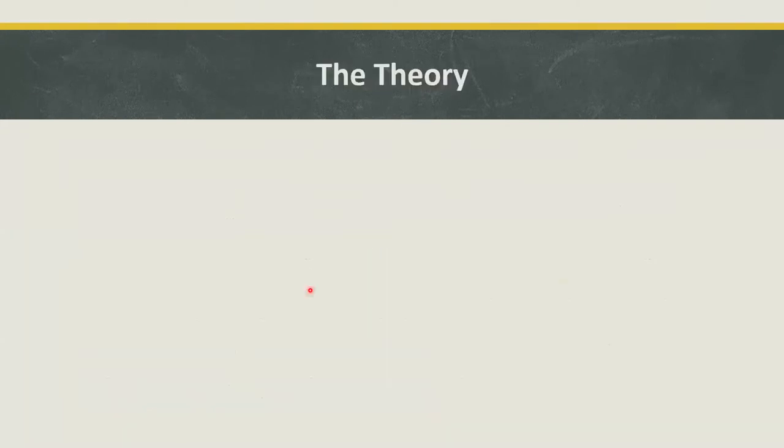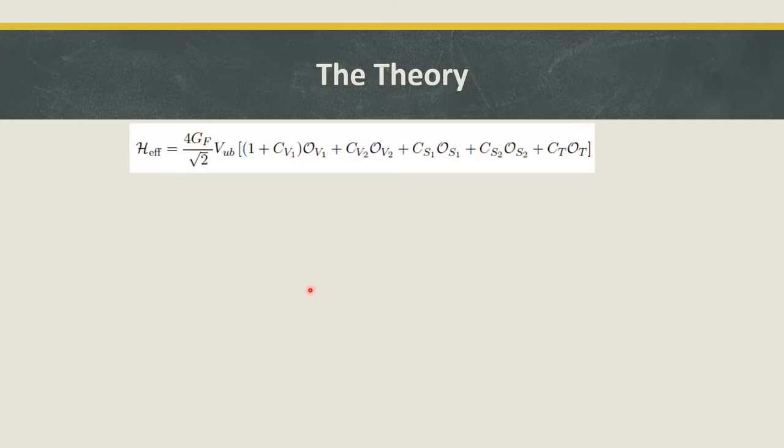So the theory, I would not take much time on this slide, because the audience is obviously expert and knows everything that I've presented here. This is the effective Hamiltonian written at the B scale for a B2U L nu transition, where these are the Wilson coefficients telling the short distance physics, and these are the operators.